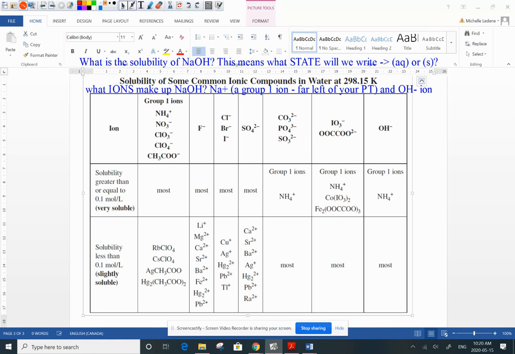So when we're looking at a compound, here's the compound. NaOH is our example here. What state are we going to write? Well, we ask ourselves first, what ions are there? Well, there's sodium, which is a group 1 ion. It's the very far left of your periodic table, and hydroxide ions. Okay, so this is an ionic compound. This is a base, actually, right? We've got a metal and a hydroxide ion.